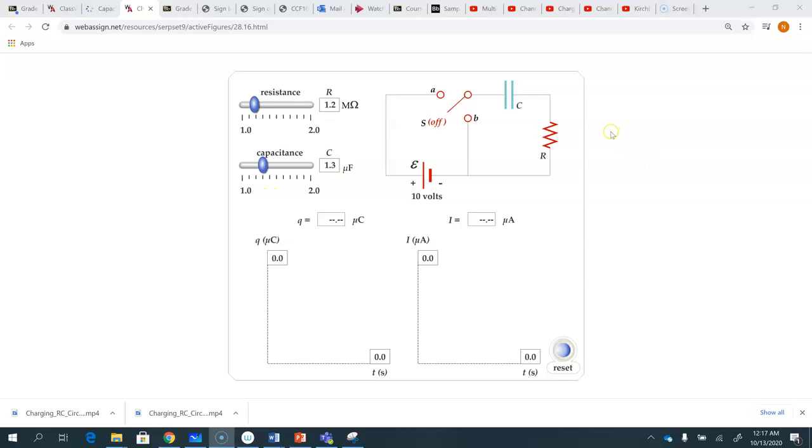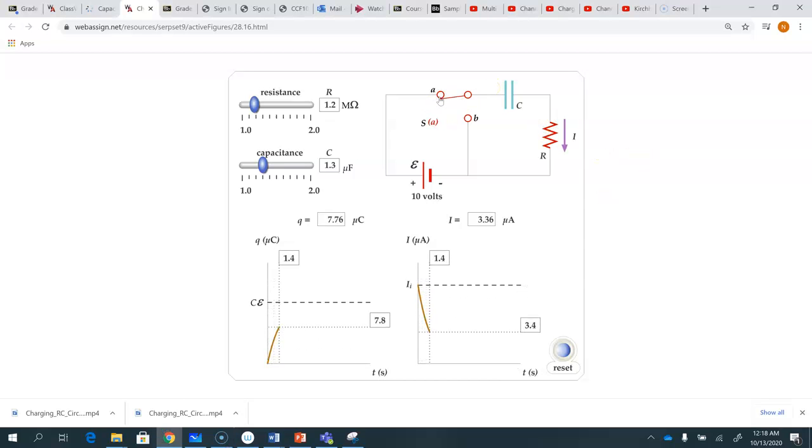Okay, here's an active figure that captures the charging circuit. So when I close the switch here to point A, it will be a simple RC circuit. So watch how Q as a function of time and current as a function of time look.